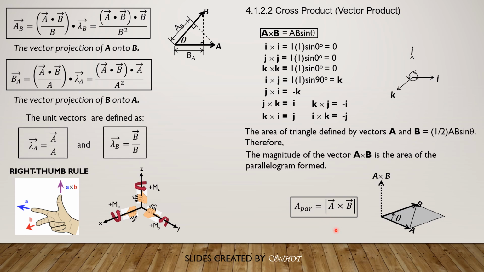So the magnitude of A cross B is the area of the parallelogram. Then scalar triple product. This is used to compute the volume of a parallelepiped, like here, a prism. Then remember that A cross B is equal to the area of the parallelogram.